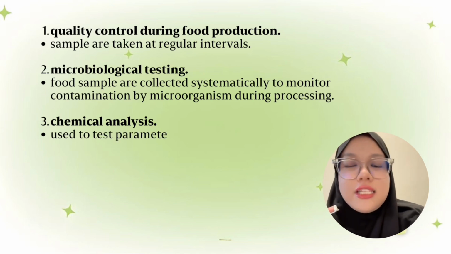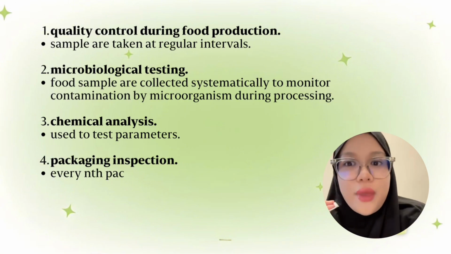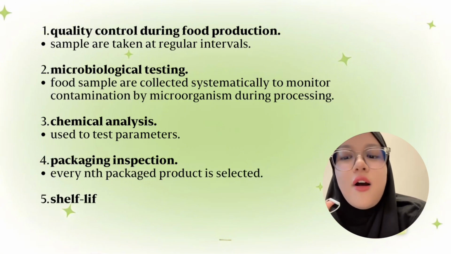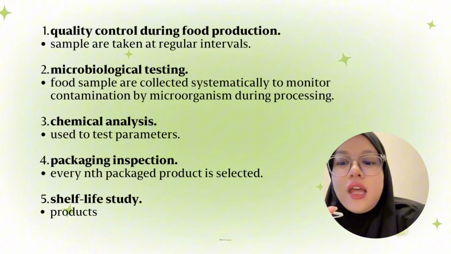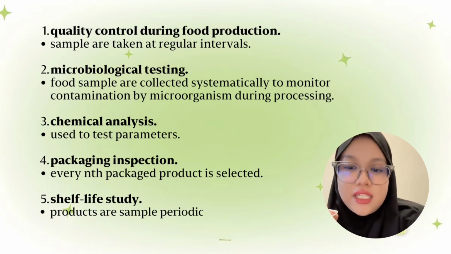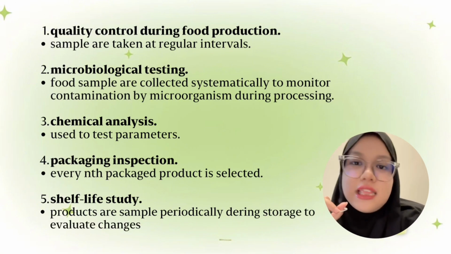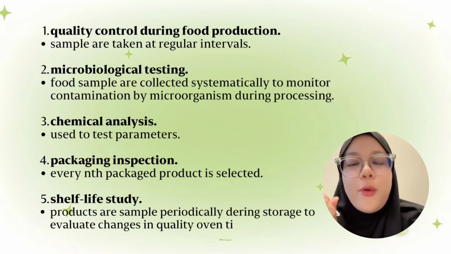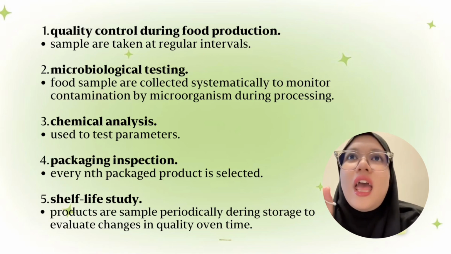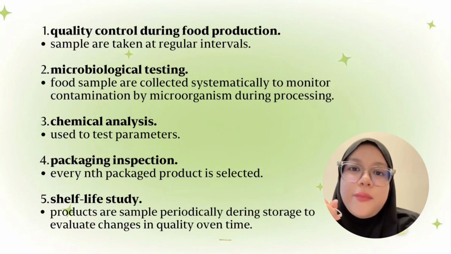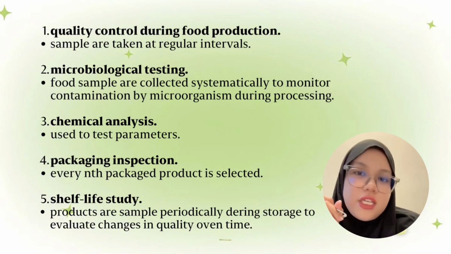And the third one is chemical analysis, which is used to test parameters such as pH, moisture content, fat, protein, and salt at regular intervals. The fourth one is packaging inspection, where every fixed number of packaged products is selected to check sealing, labeling, weight, and packaging quality. And the last one is shelf life studies. Products are sampled periodically during storage to evaluate changes in quality over time.